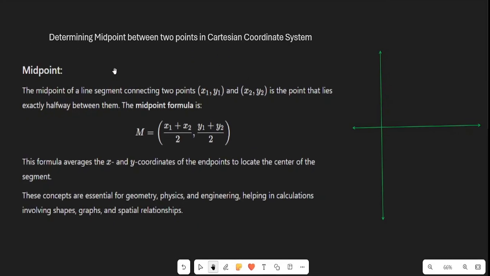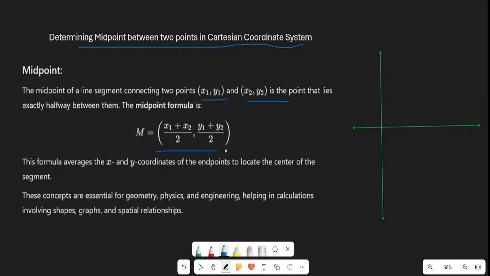Here we will now learn about the midpoint, determining the midpoint between 2 points in a Cartesian coordinate system. The midpoint of a line segment connecting 2 points x1, y1 and x2, y2 is the point that lies exactly halfway between them. The midpoint formula is M equals, we will put a bracket, then note that there is a comma in between the two terms.